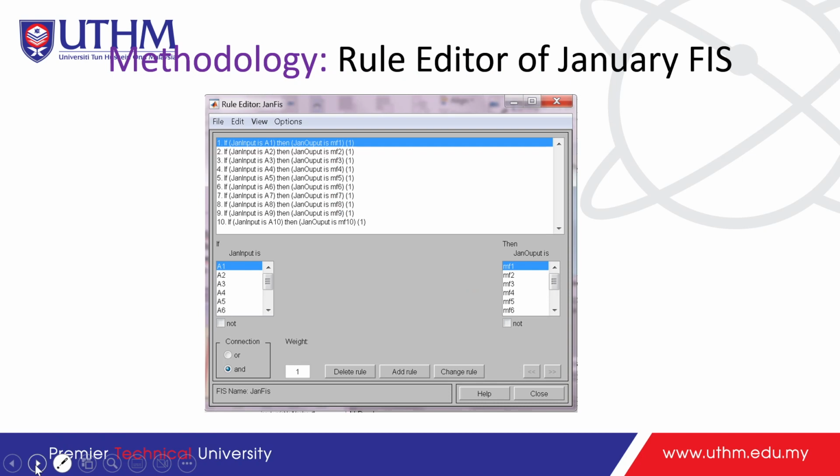And then the fuzzy rules: if the January input is in A1, then the January output will be the first membership function. And if the January input is in membership function A2, then the January output will be in membership function 2, until the last one. Similarly, we can click here to add the rules, change the rules, delete the rules, or change your fuzzy rules there.